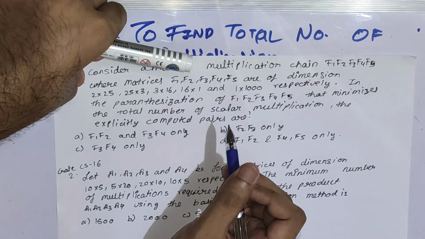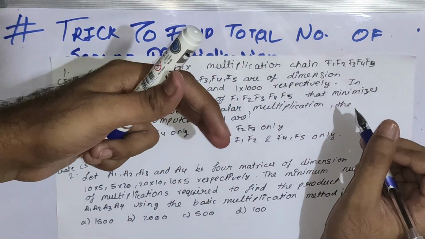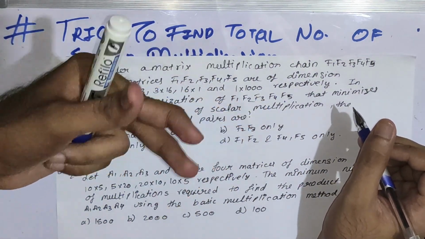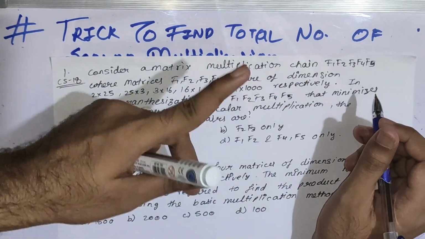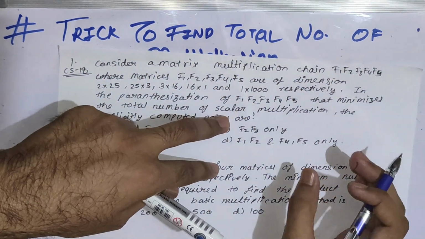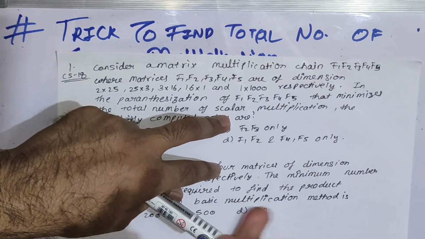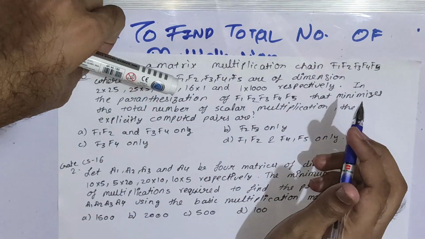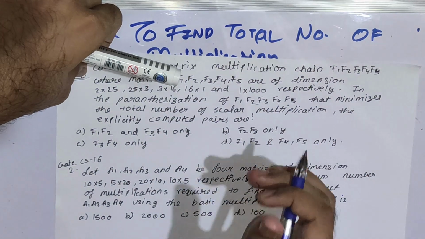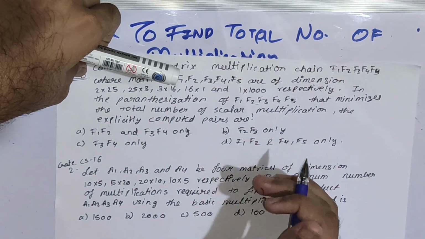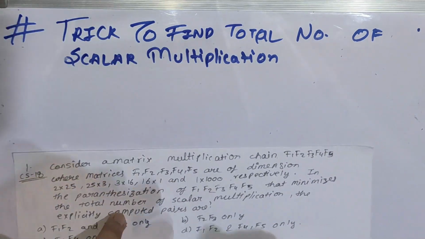What are these explicitly computed pairs? The two matrices that are individually multiplied. Note that matrices should not be multiplied with the result of any two matrices. Those two matrices should be multiplied by themselves, not with a result. Okay, you will get to know in the solution, and for that you should know the minimum number of scalar multiplications first. So let's start the solution.